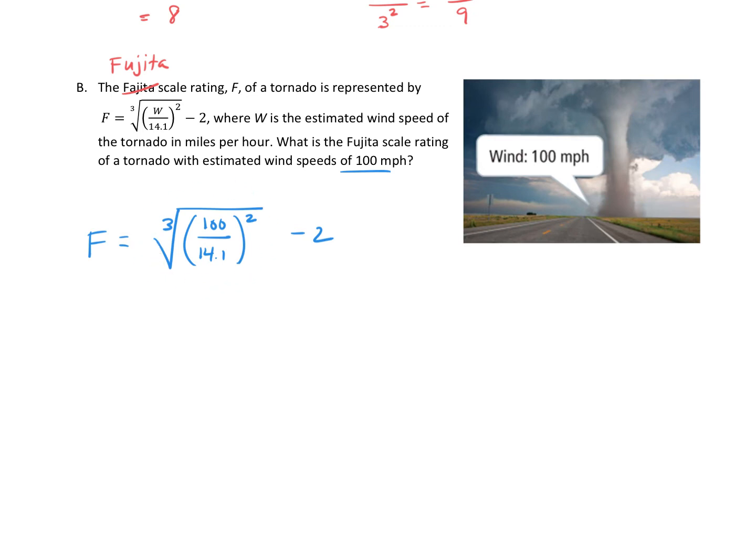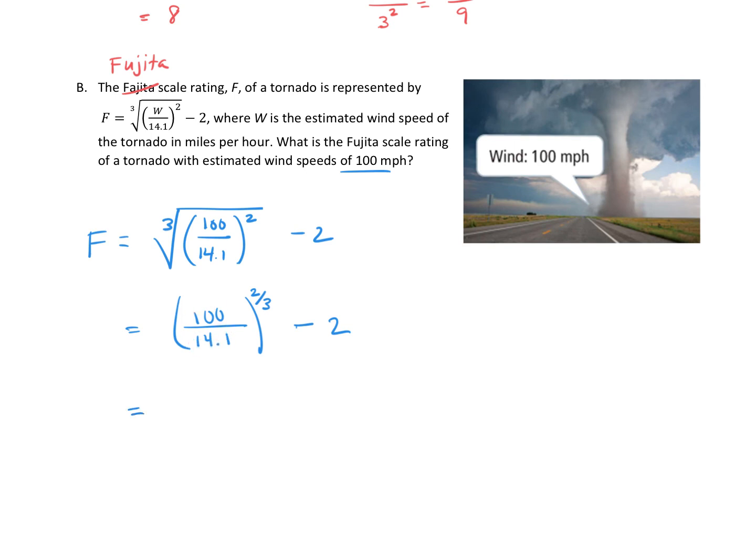So here we're taking a cube root, but we're also raising this to the second power. So we can put that back into exponent form. The 100 over 14.1. 2 is the power, 3 is the root, so that's a power of 1/3. So we can rewrite that as our fraction raised to the 2/3 power minus 2. So you can take the root and put it underneath your power, and you're going to get the same answer. Those are equivalent expressions.